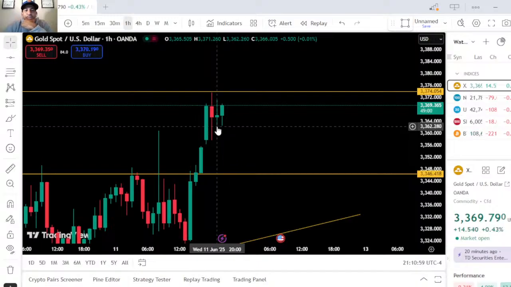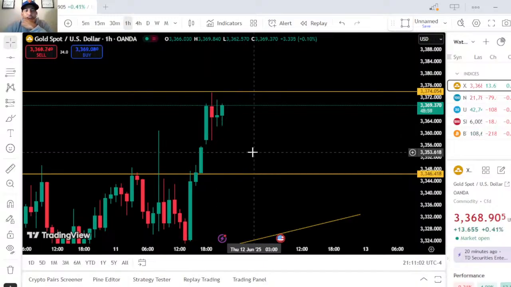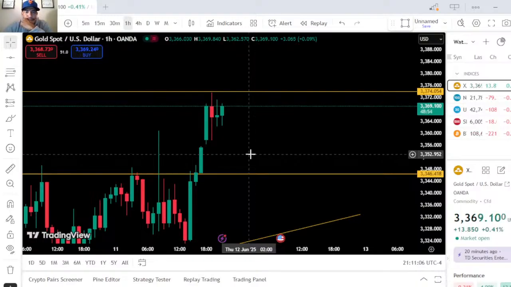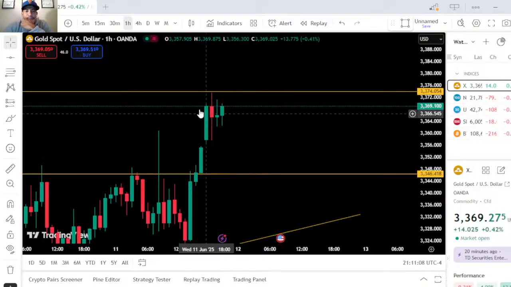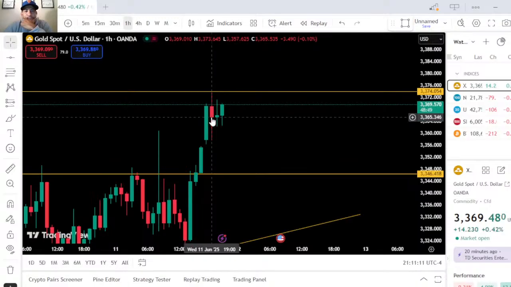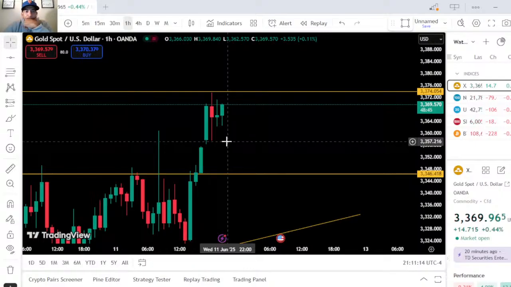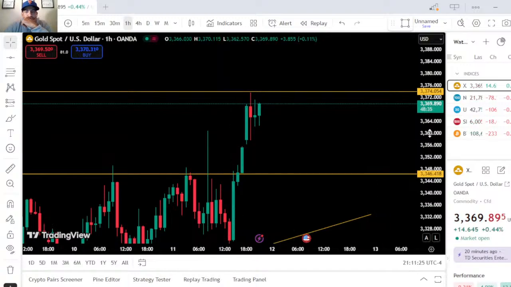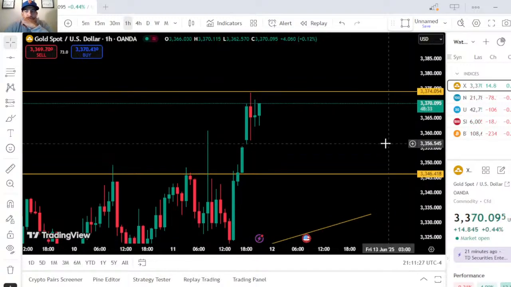Yeah, and we failed to break the previous 1 hour low, so I don't know. We formed this resistance. Now here it might start running up here. It's running up here.